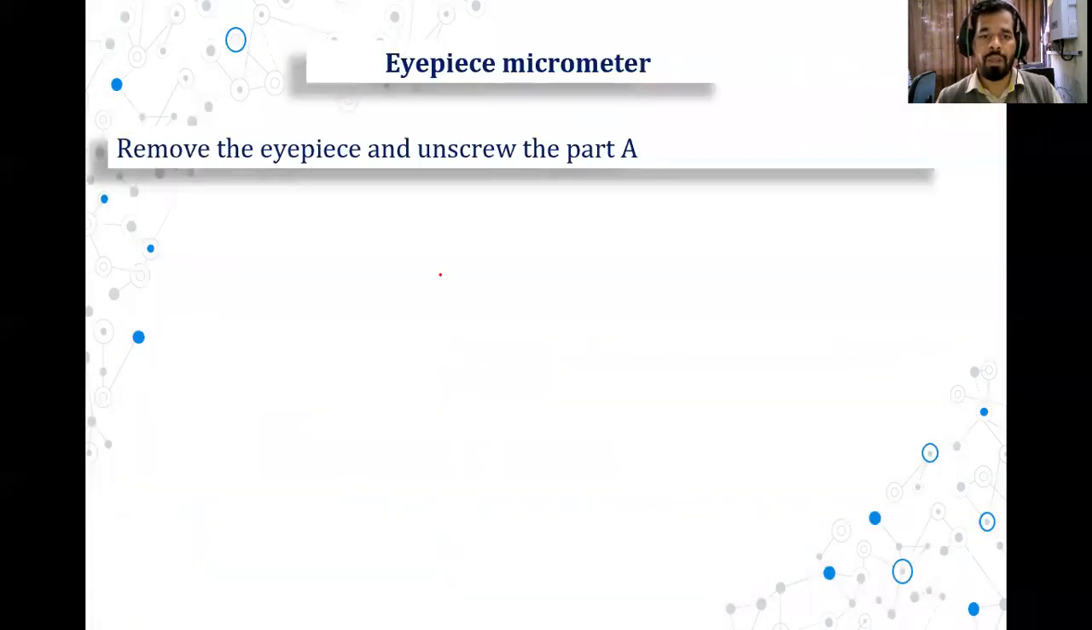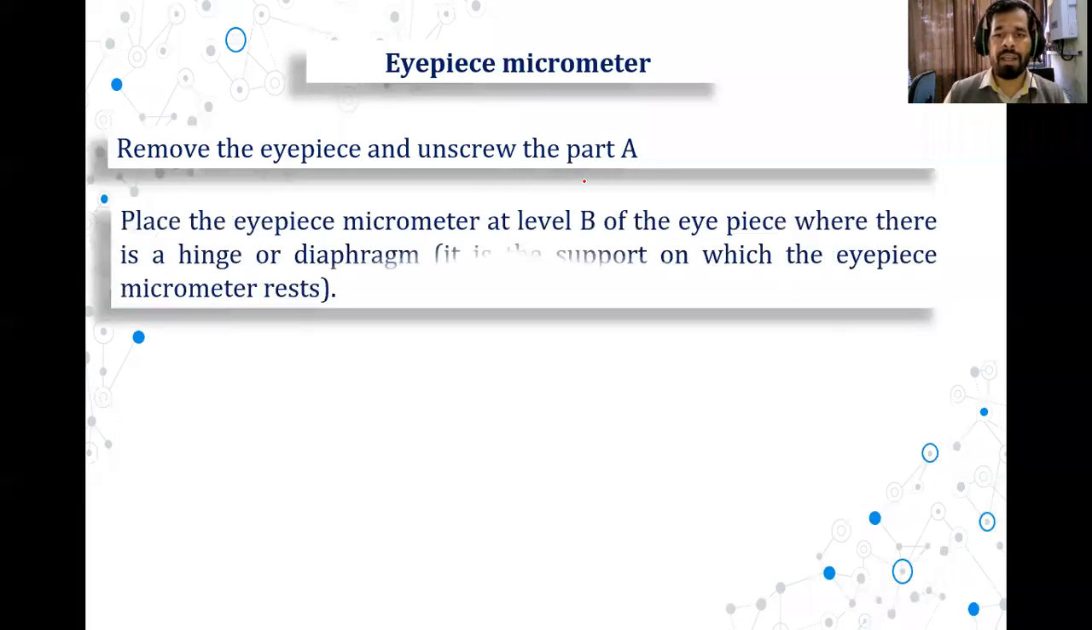Now, the eyepiece micrometer. Remove the eyepiece and unscrew part A. Now the eyepiece micrometer is available, so you can directly take it and place it over the tube of the microscope. First of all, you have to remove the original eyepiece of the microscope and keep the eyepiece micrometer onto that.